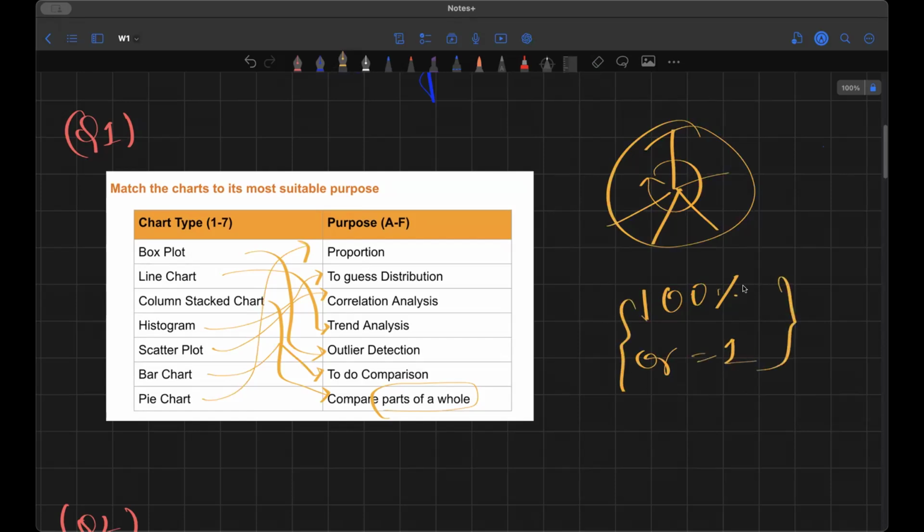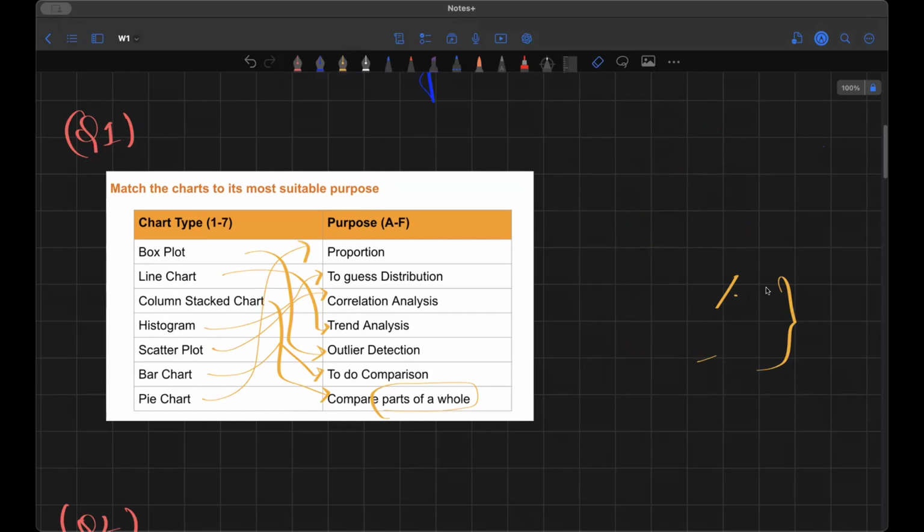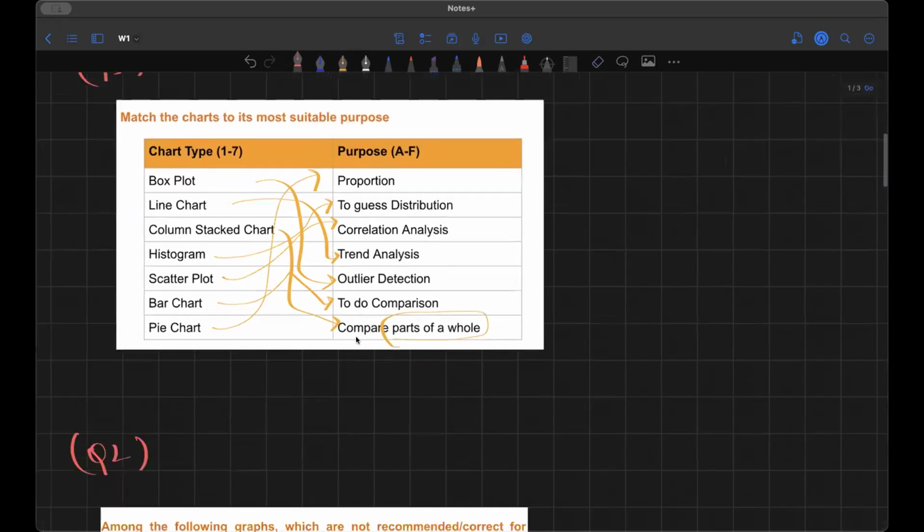If you have some percentages which do not add up to 100%, that means your pie chart is faulty. This is something which the professor has highlighted, and make sure you remember this, and you will see a few examples where these types of questions are being asked. So this was the first question. Now let's see this question.